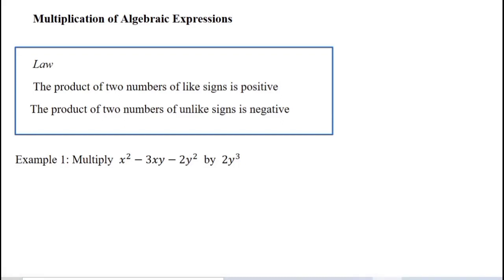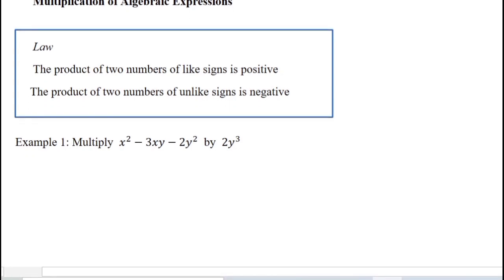Our topic is multiplication of algebraic expression. We must remember the law that the product of two numbers of like signs is positive and the product of two numbers of unlike signs is negative. So we have here our example number 1.